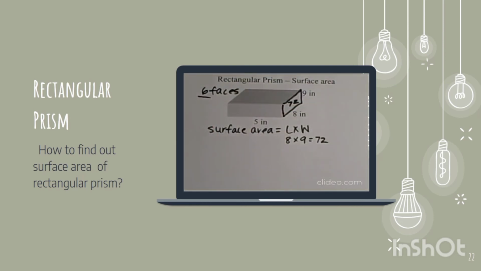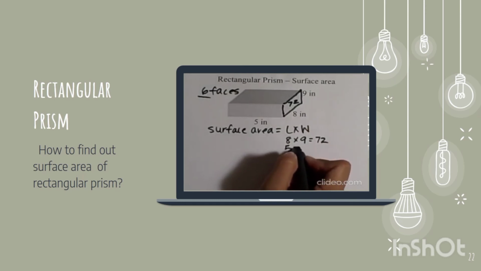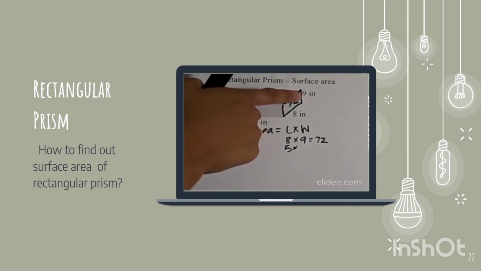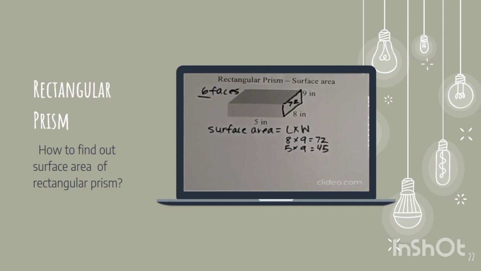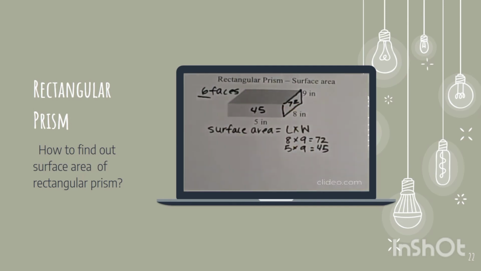Okay? Next we're going to solve for this front face. The front face, the length is 5. We're going to times that by the width, but if you can see here, I don't have a measurement, but if I keep looking over, I can see that it lines up with 9. So I'm going to do 5 times 9, which is 45. Okay, now I know that this face is 45.